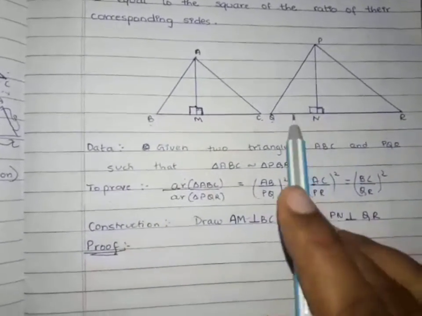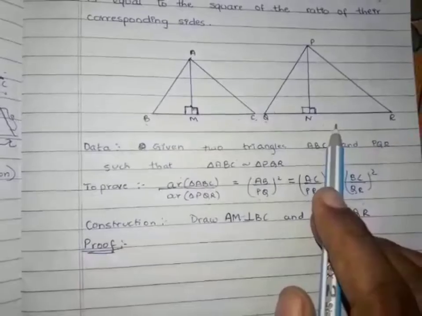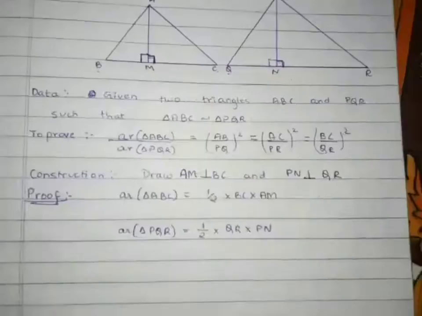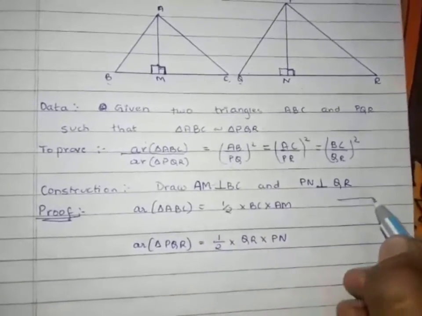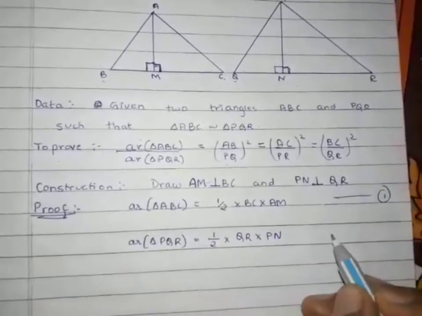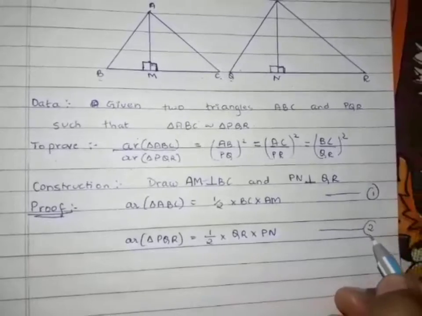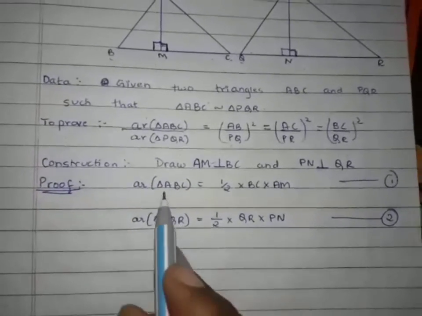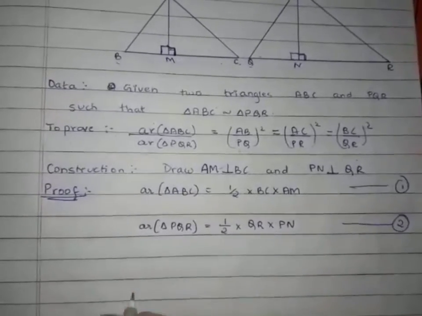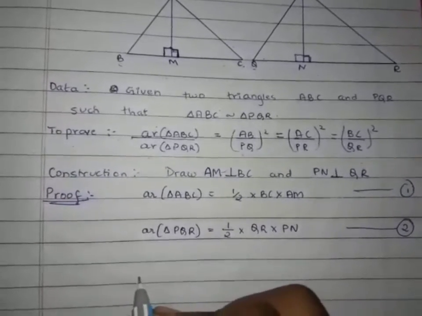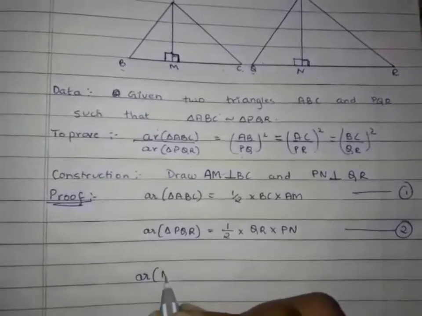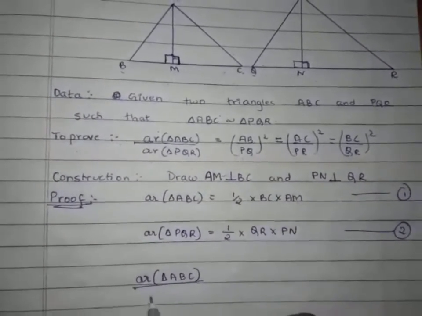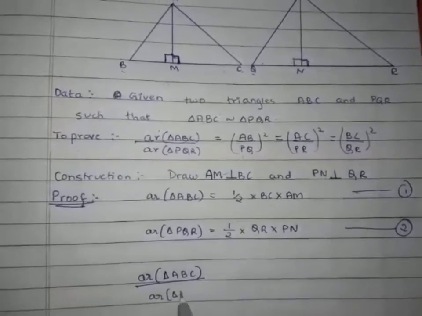Okay. Similarly, we can write the area of triangle PQR as half into QR into PN. So let us consider this equation as equation 1, the area of triangle ABC, and the area of triangle PQR as equation 2. Now what we'll do is, let us divide the two equations. Okay, that is, we are writing them as the ratios. So area of triangle ABC divided by area of triangle PQR.